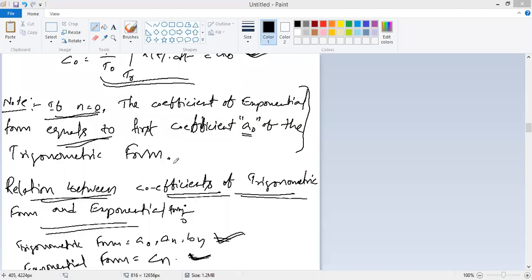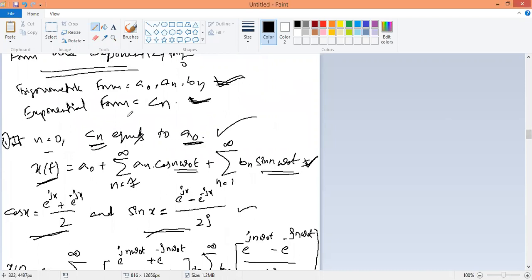Next topic is relation between coefficients of trigonometric form and exponential form. Already we know the coefficients of trigonometric form. What are the coefficients of trigonometric form? A naught, an, bn. What is the coefficient of exponential form? Cn. First, already we know if n equals 0, the exponential form equals to which one?